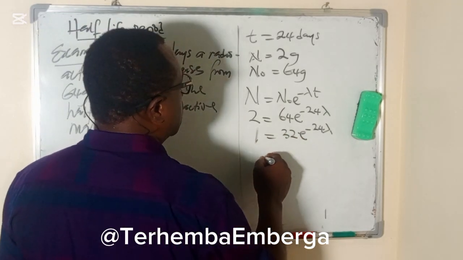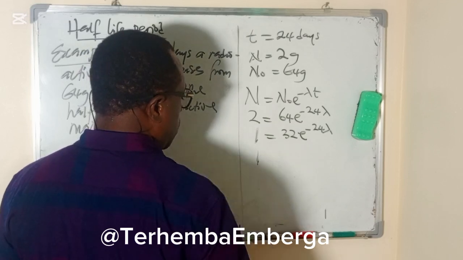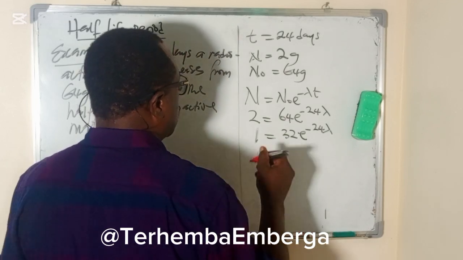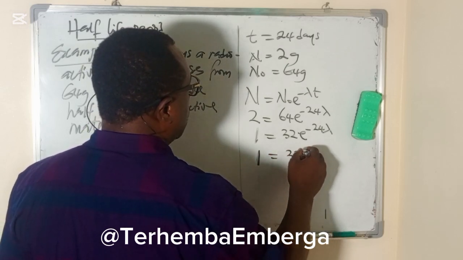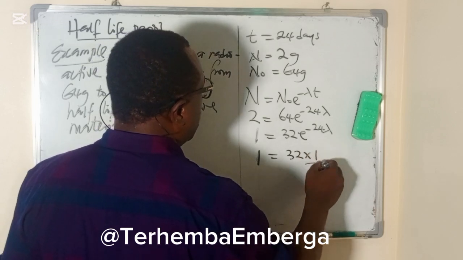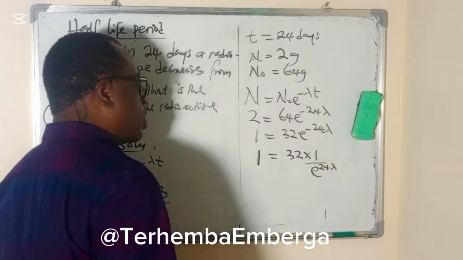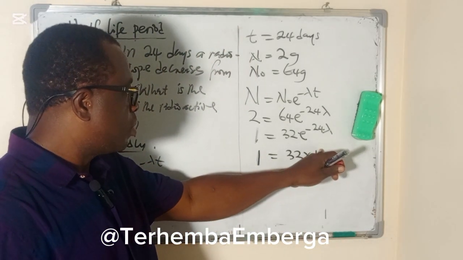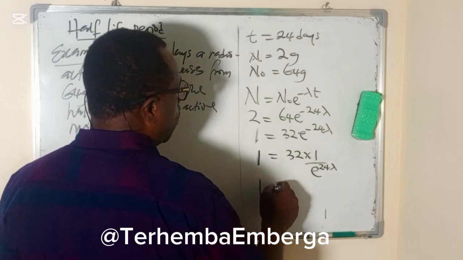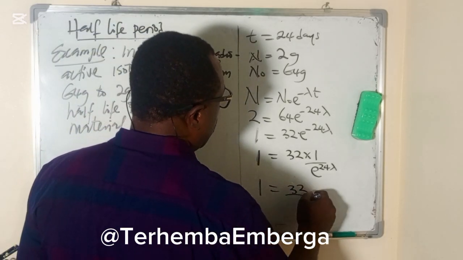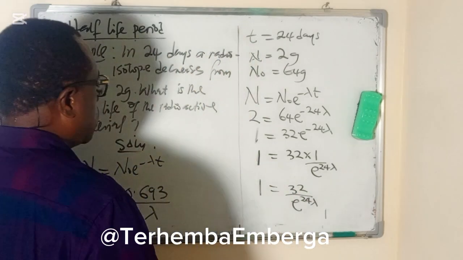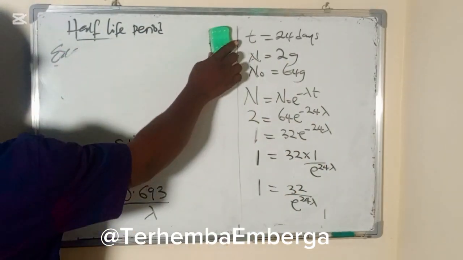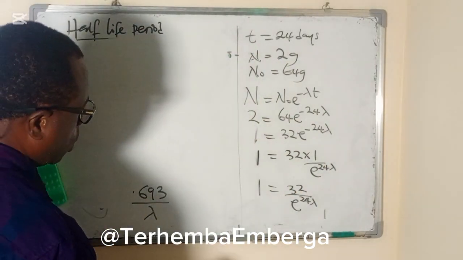So we can now say that 1 is equal to 32 times 1 all over e to the 24 lambda. By the time you take this up, it becomes minus. So we can write this as 1 equal to 32 all over e to the 24 lambda. So it's becoming interesting now. So at this point, what do we do?